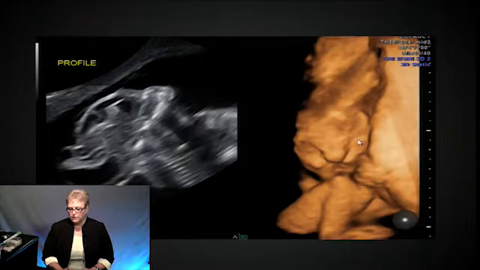And then the 3D, looking at the front of the face. You've got these clefts extending up into the orbits. Huge midline cleft there. And looking at the back of the head. So here's a little bit of the head. This is all the back of the head.